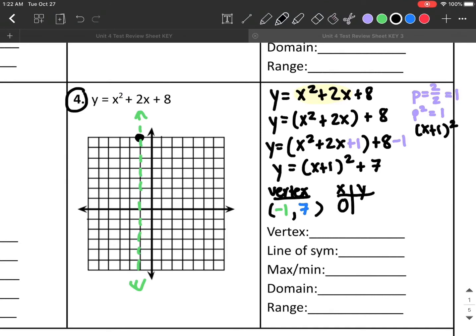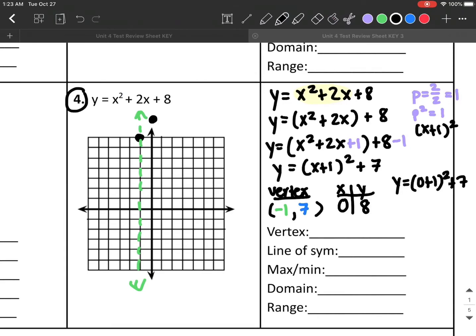So I'm going to plug that into this equation. I have to find what my y is. Y is equal to 0 plus 1 squared plus 7. So 1 squared plus 7 gives me 1 plus 7, which is 8. So when x is 0, y is 8. I'm going to plot that. It's right here. It's not going to fit on the graph, so you just have to estimate. I didn't estimate right. That doesn't look good, but whatever.